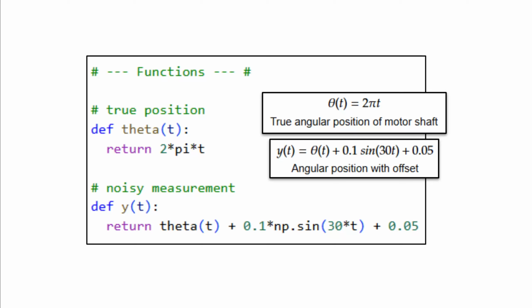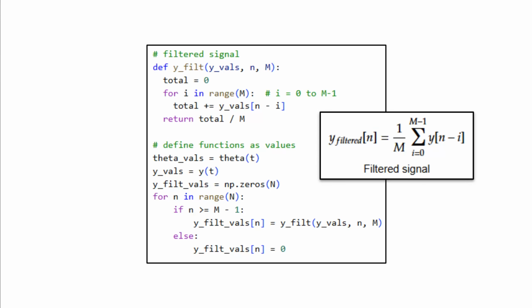Now for the functions, we've defined theta of t as 2 pi t, and y of t with a little bit of noise added onto the theta of t function. The y filtered was a bit trickier because it was a series, but that's what for loops are for, so we'll initialize it as 0. Then for i in range m, notice that's not m-1, because Python is going to read that as i equals 0 to the range value minus 1, which is what the series says, i equals 0 to m-1. Then we will add to itself the y at sample n-i. Then we'll divide by n.